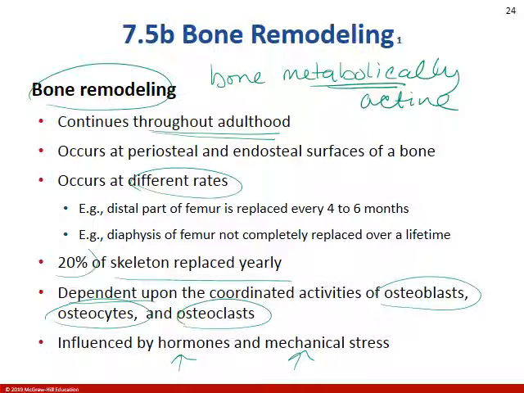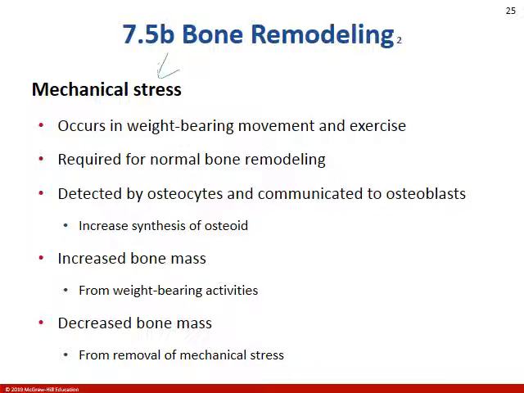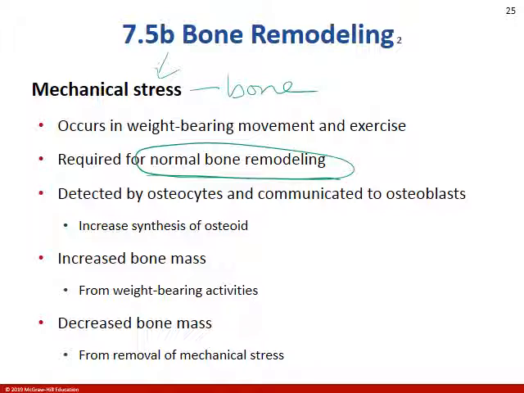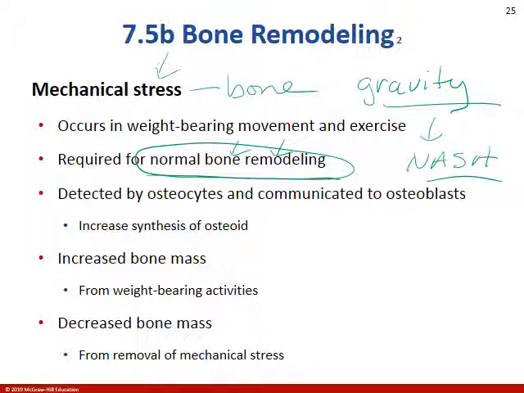So let's talk about those two a little bit. Mechanical stress that you put on your bones is actually required for normal bone remodeling. So think about gravity. We are on the earth and we have gravity pushing down on us, and that causes bone remodeling. We're going to build up in certain areas. We're going to break down bone in certain areas. Think about what implications this could have for astronauts, right? That go up into space. We have less gravity in space, or no gravity, in some cases.